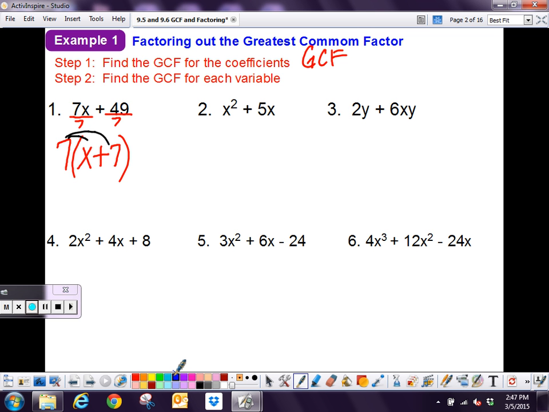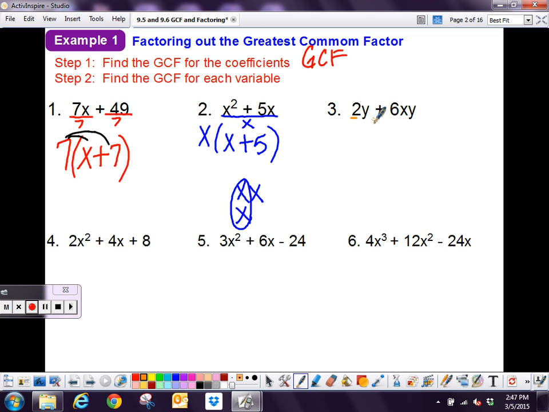Number 2. They don't really have a coefficient in common besides 1, so I don't need to take that out. Now I'm going to look at the variables. This first one has 2 x's. The second one, 5x, has that 1 x. I want to see how much they have in common. They have 1 x in common, so I'm going to take an x out. If I divide an x out of both of these terms, I'm going to be left with x plus 5.